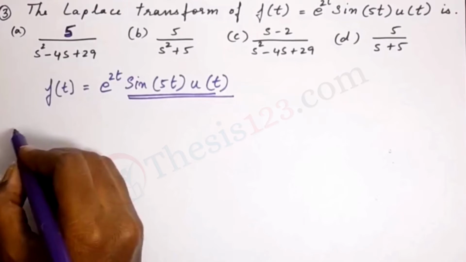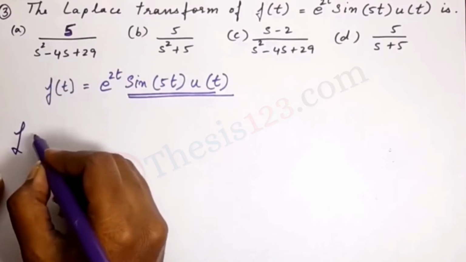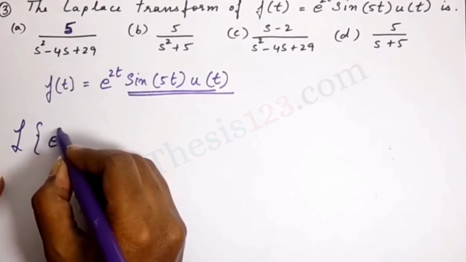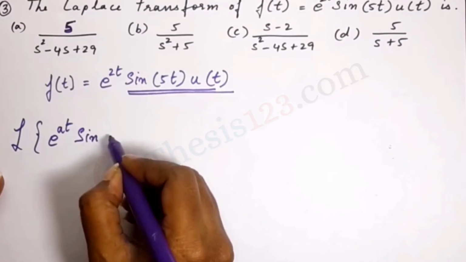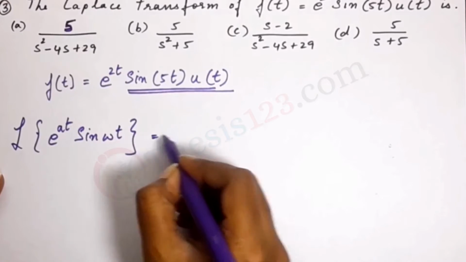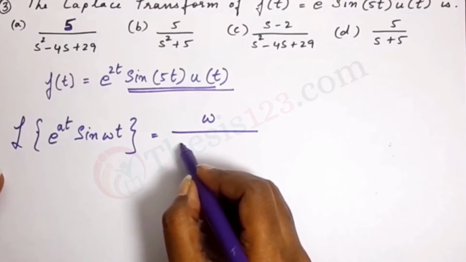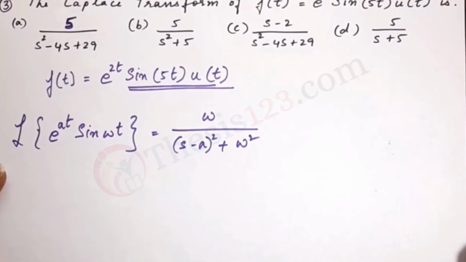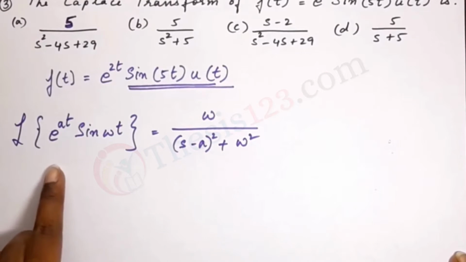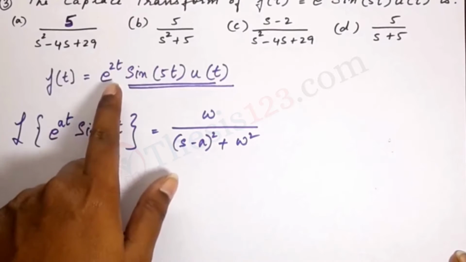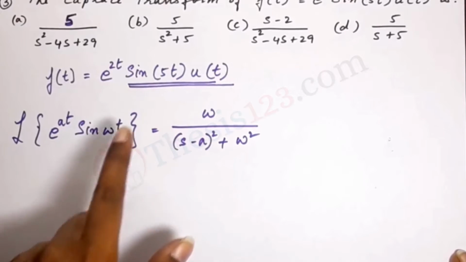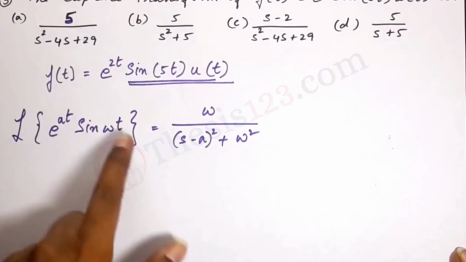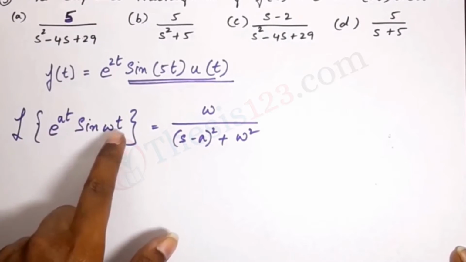Now this function here, f of t is equal to e power 2t sine 5t ut, should tell you that the first thing we do is take the trigonometric part of it. Let's find the Laplace of this part. Now you will recall that the formula for e power at sine omega t is omega divided by s minus a whole square plus omega square. So this is a direct formula.